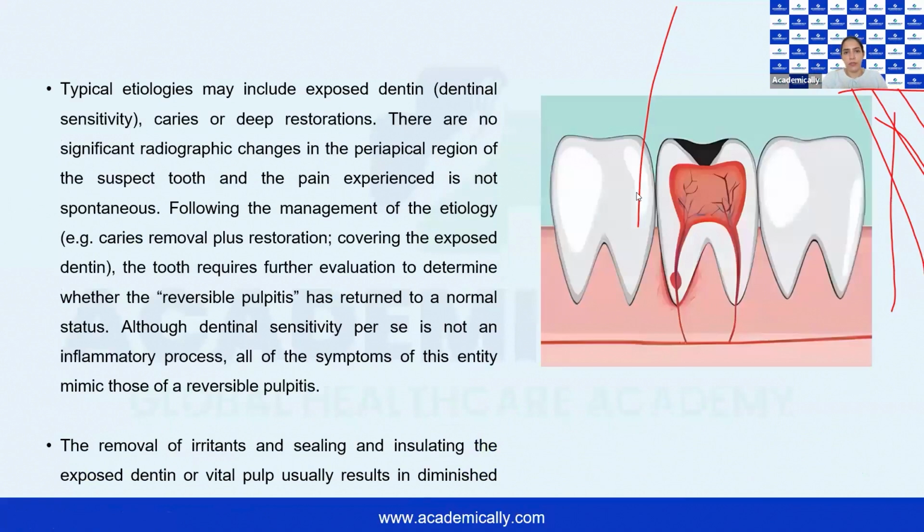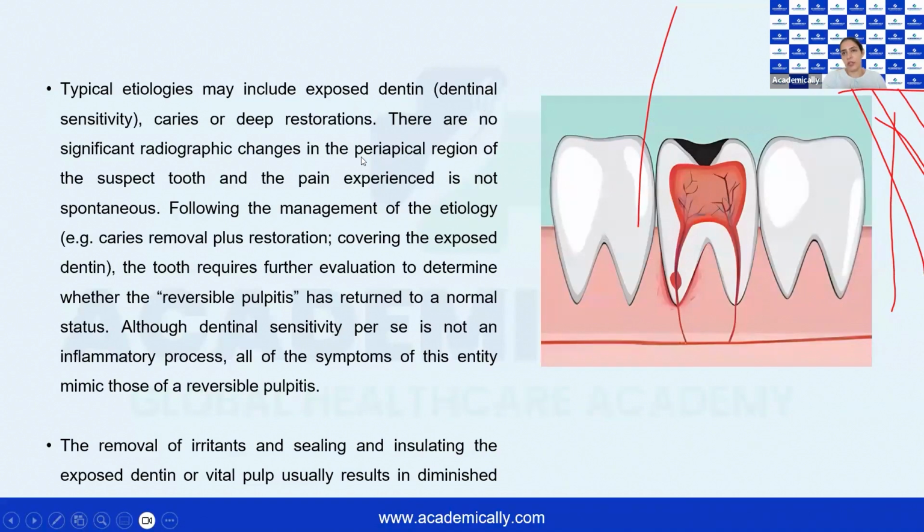Then we have the typical etiologies, which include dentinal hypersensitivity, caries or deep restorations. Dentinal hypersensitivity can lead to reversible pulpitis. If you don't do a filling for an exposed dentine, where there was continuous leakage of fluids into the deeper part of the tooth, it will keep on insulting and lead to inflammation of the pulp, which is reversible pulpitis.